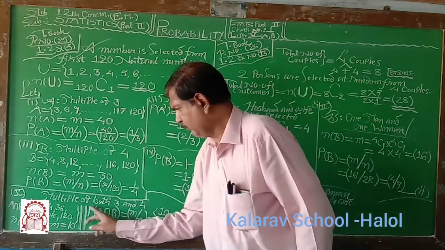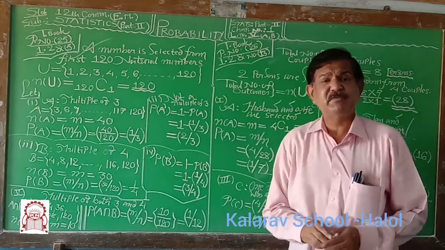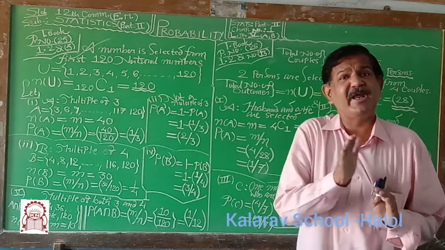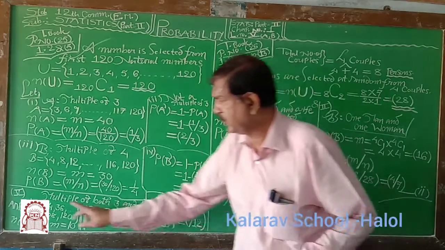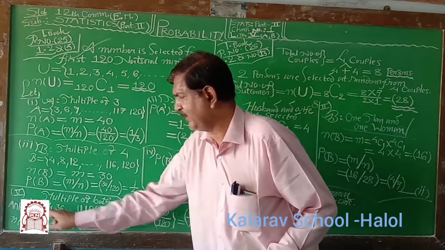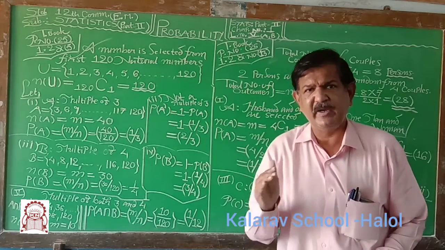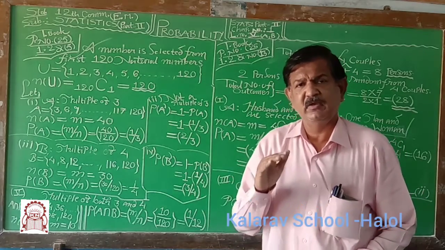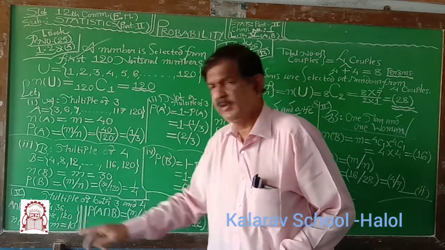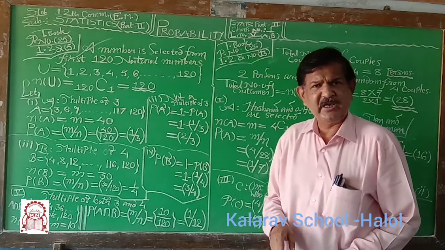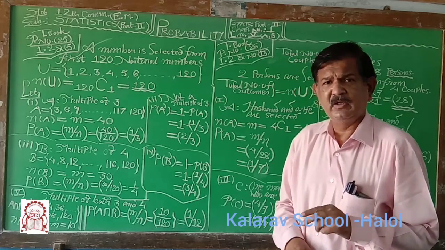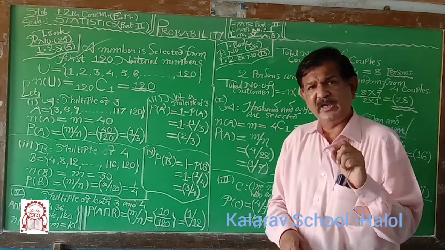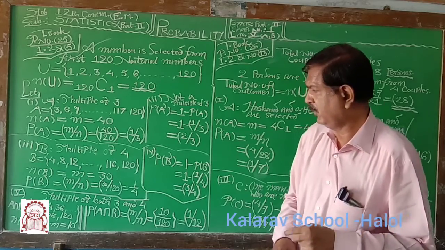Next event, last event, multiple of both 3 and 4. Multiple of both the values 3 and 4. It means a multiple of 3 as well as a multiple of 4. There are numbers like 12, 24. 12 means 3 fours are 12, 4 threes are 12. Right? 24, 3 eights are 24, 8 threes, or 6 fours are 24.